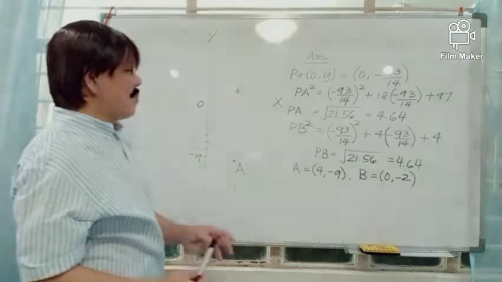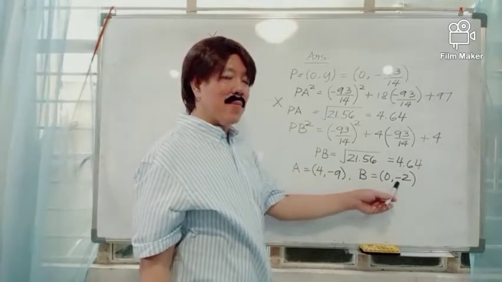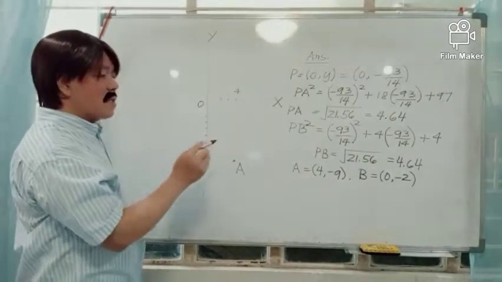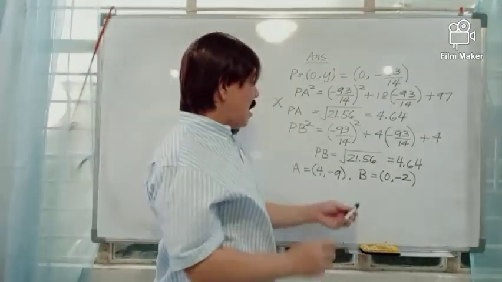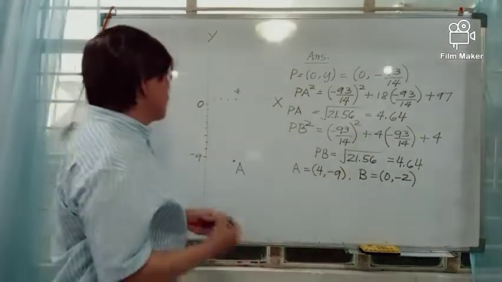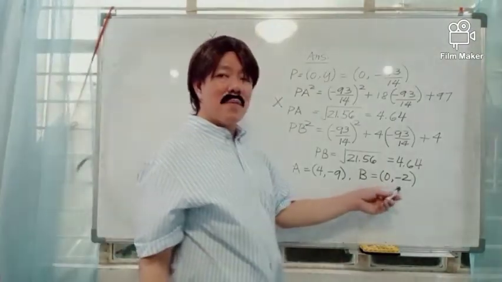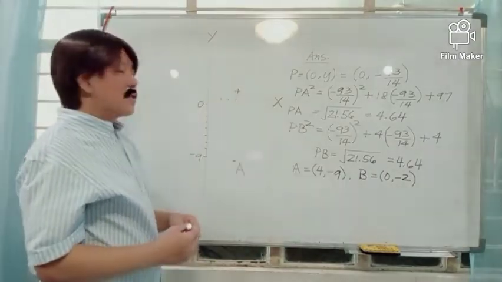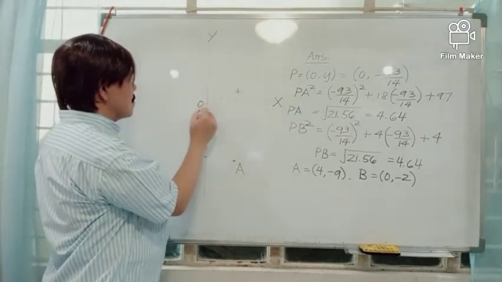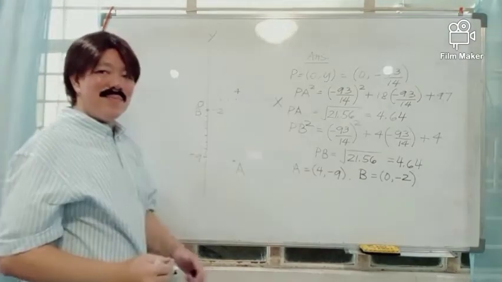The second given point with known coordinates is the point B with coordinates 0, negative 2. From 0, you count 2 units to the left, because again, B has coordinates 0, negative 2. The abscissa is 0, so you start from the origin. And the ordinate of B is negative 2. That means from the origin, you count 2 units downward. 1, 2, this is negative 2. And this is the point B.